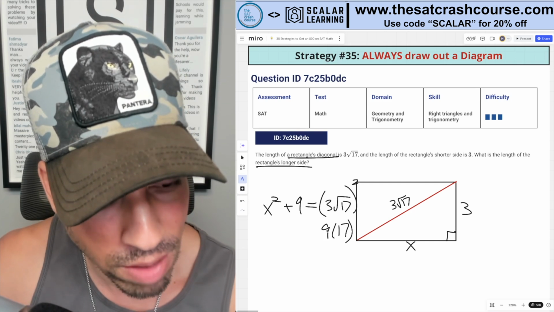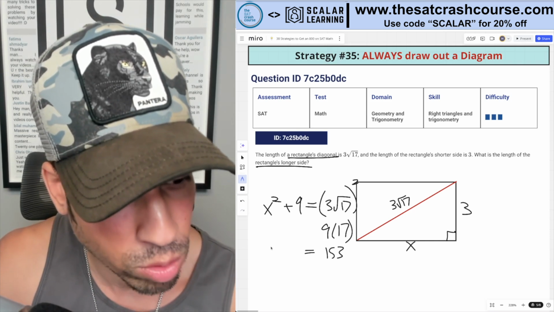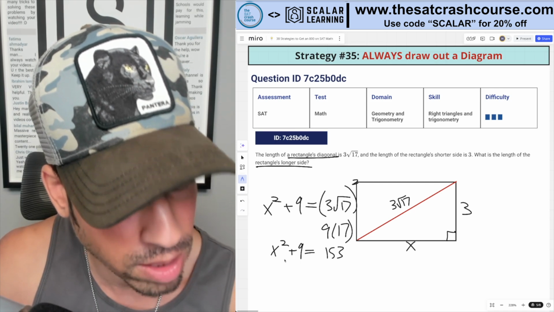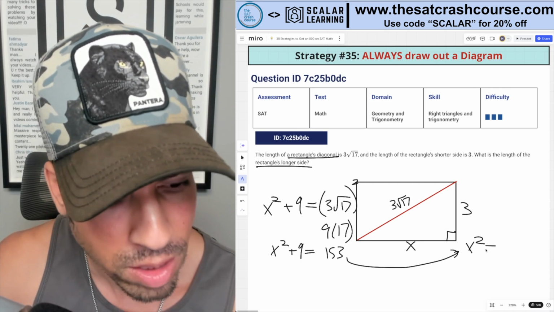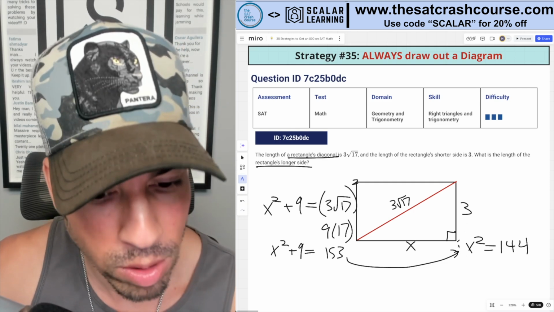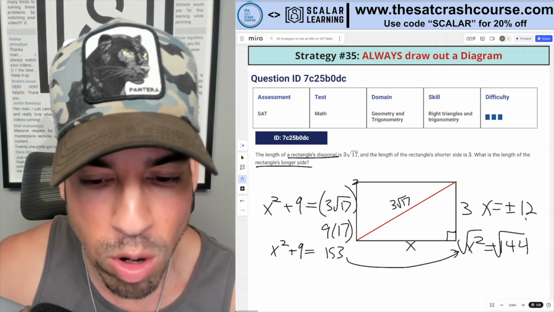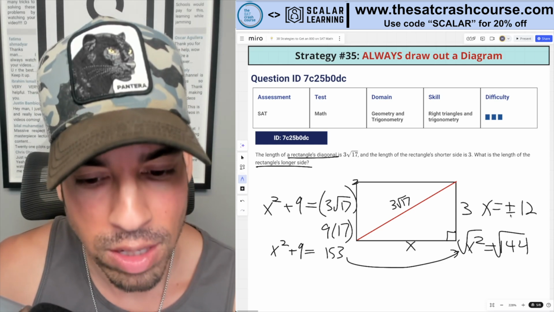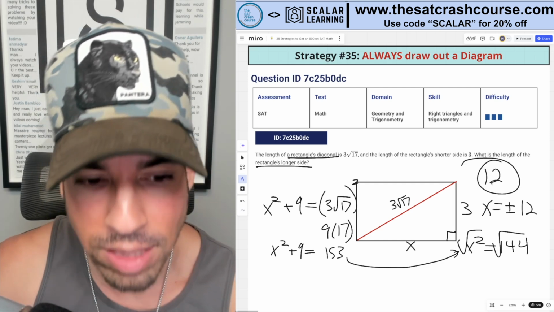9 times 17 is 90 plus 63, right? Which is 153, is equal to x squared plus 9. Now I'm going to subtract 9 from both sides, and we got x squared is equal to 144. Beautiful, because that's a perfect square. Now we're going to square root both sides, and we get x equals technically plus or minus 12, but for a geometric figure, the negative is not going to be relevant, so we're going with positive 12. That's how you do it.